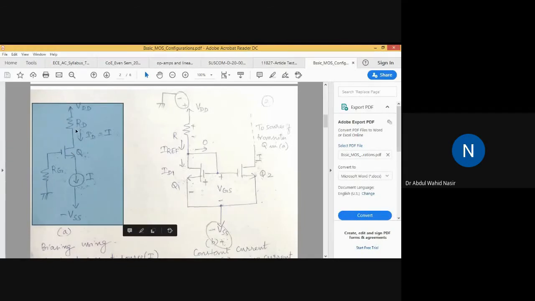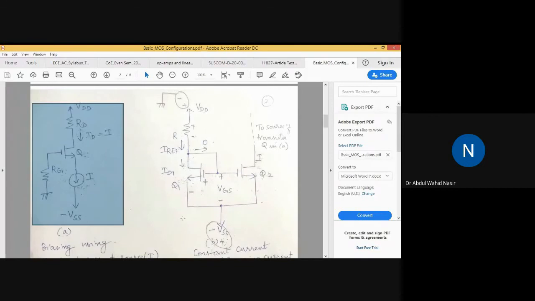At the drain terminal, a drain resistance RD is connected, and a supply VDD is there. The gate has RG connected. Then at the source, we have a current I, where we have another supply, minus VSS. So this is the circuit diagram for a constant current source biasing.